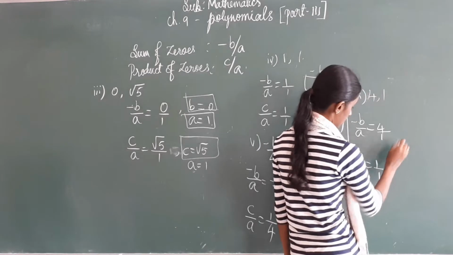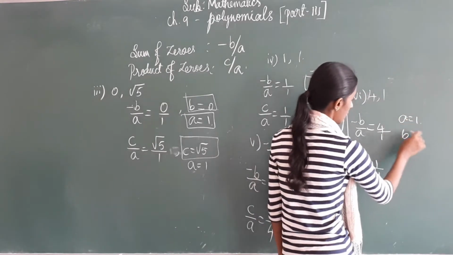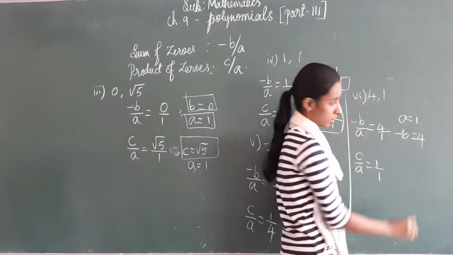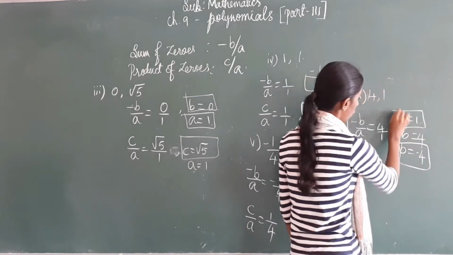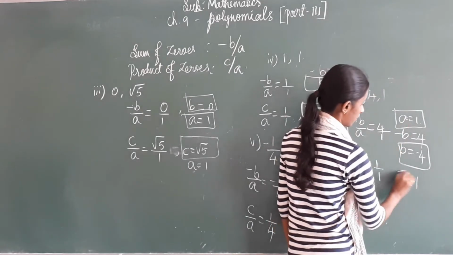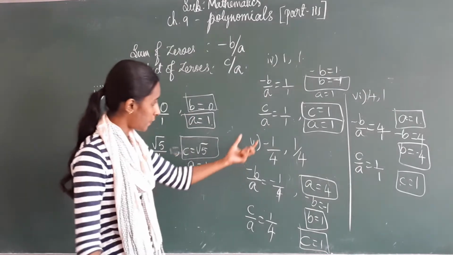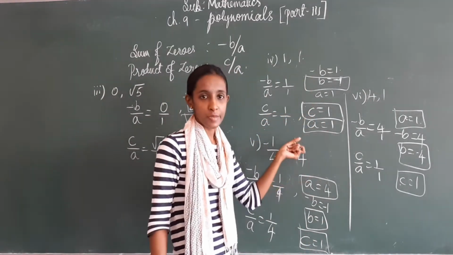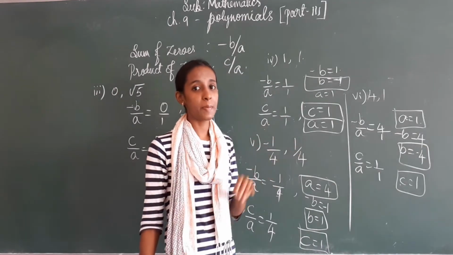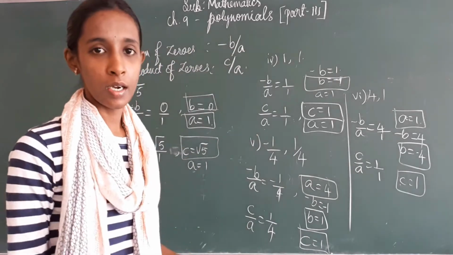So from this, a is 1. Minus b is equal to 4, therefore b is equal to minus 4. And c is 1. The value of c is 1. Frame the quadratic polynomial for all these. You know the values of a, b and c. Just substitute in the standard form, that is ax square plus bx plus c, and you will get the quadratic polynomials.